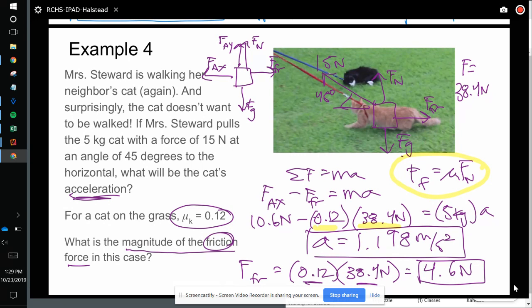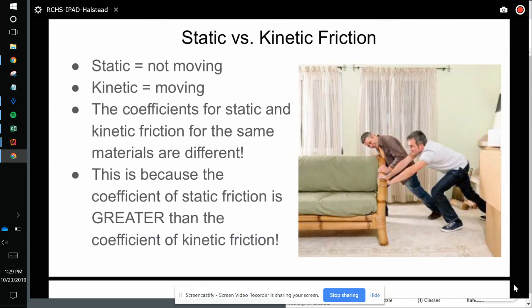All right, let's talk a little bit about static and kinetic friction. Static means not moving, kinetic means moving. So the coefficients for static and kinetic friction for the same materials are different. Now this is because the coefficient of static friction is greater than the coefficient of kinetic friction. And you guys should have seen this from the lab yesterday. It's harder to get something moving than it is to keep it moving.